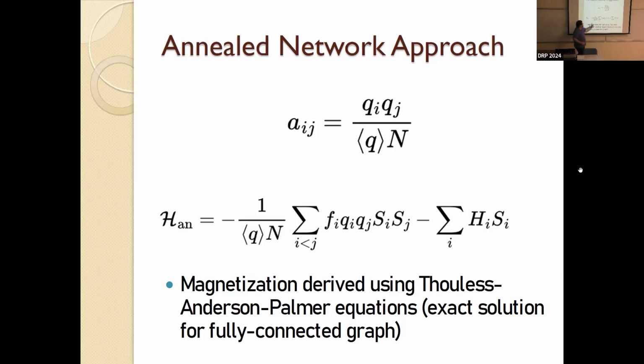So this is how we define our adjacency matrix using measures of degrees for I and J and the average degree. And eventually, after having our Hamiltonian defined, we can derive a magnetization using Thouless-Anderson-Palmer equations. I had hoped to introduce these exact equations for fully connected graphs, but I realized I would absolutely be unable to come to that spot in this presentation.